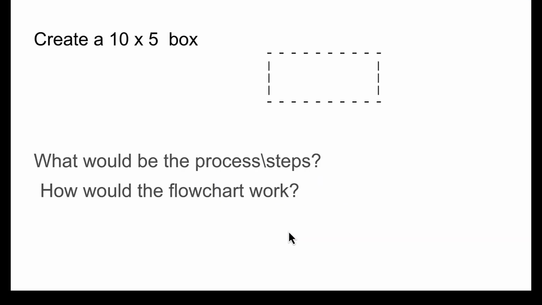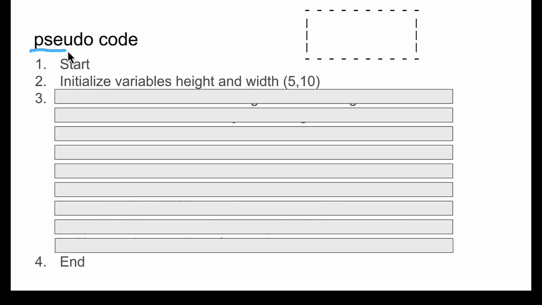Now, in order for you to do this, the easiest thing to do is look at the processes or the steps that we're going to take, write them out, and also take a look at how a flowchart would work. So we're going to create some pseudocode, and that's basically an outline of the procedures that need to happen, which is going to closely resemble the code, but not exactly. It'll give us a structure.